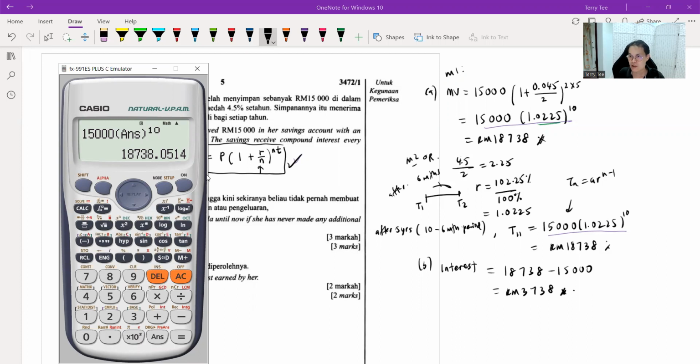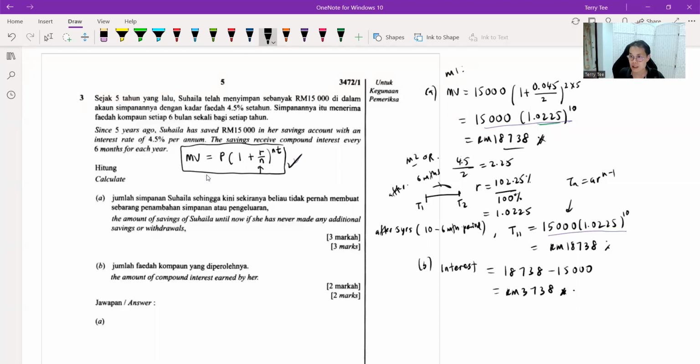If you want, you can add a 0.05 at the back here as well. But this is already 5 significant figures. If you want, add 0.05 here, 0.05 here, to get the full exact amount, including the cent.